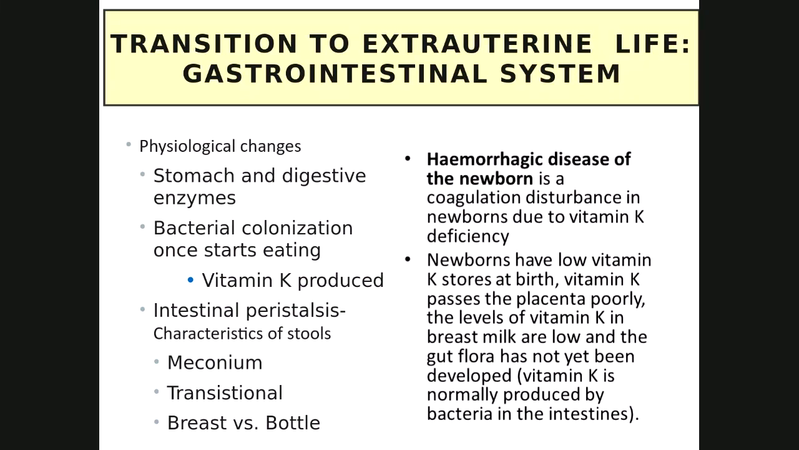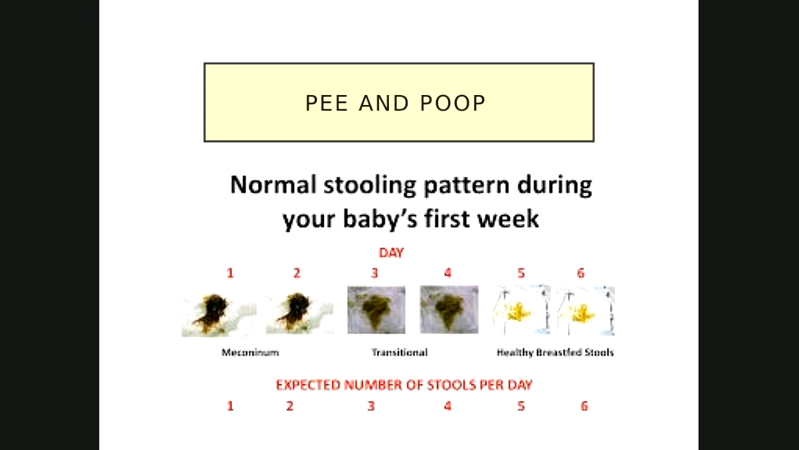Intestinal peristalsis, characteristics of stools. Meconium is what's going to happen initially. So what does baby poop look like? Then you're going to have transitional poop. I have a photo of it here. You have meconium on day 1 to 2, which is very dark, black, tarry, sticky stuff. Then we have transitional, which is a little bit green. And then a healthy breastfed baby's stools are going to be light green and a little bit seedy. You want to make sure to tell mom that that seediness is okay.